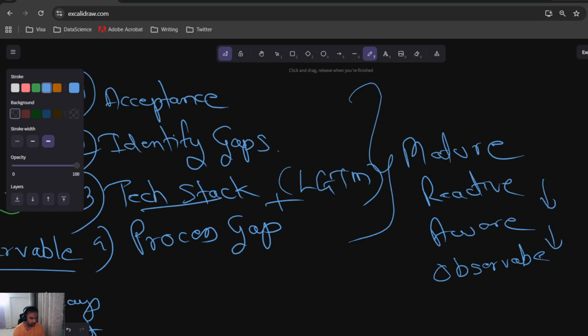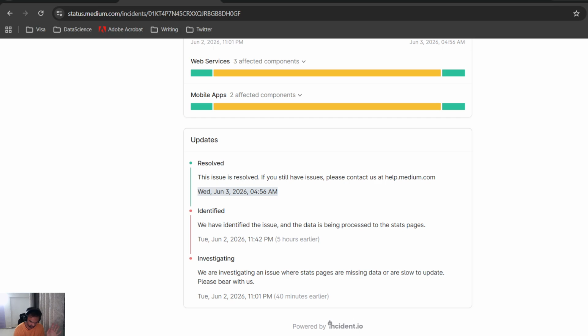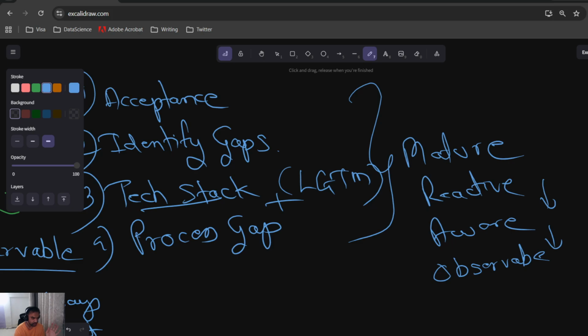And the key takeaway is that the whole goal of observability is to improve the mean time to resolution. So the time between when you first identify the issue and when you fix it has to be the smallest possible, and this is the whole goal of observability.